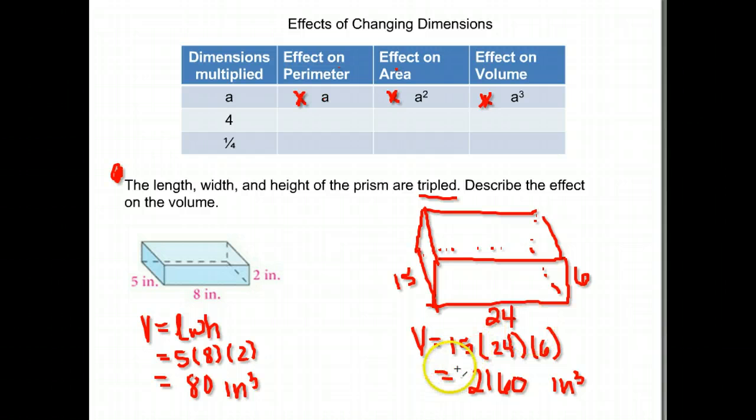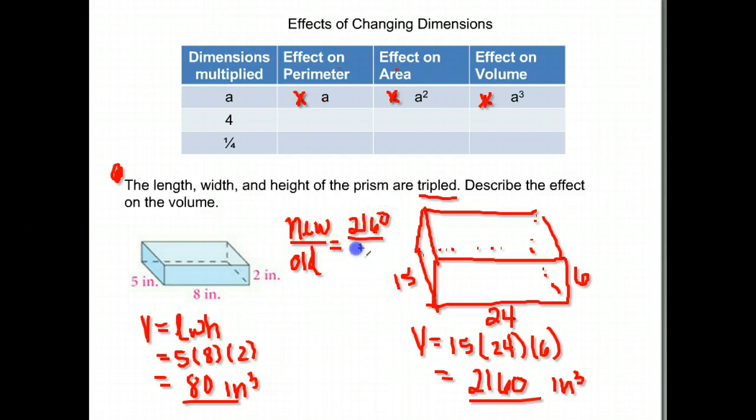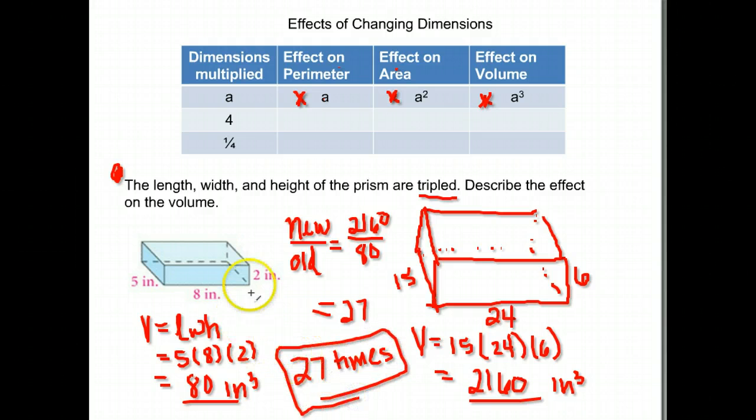So what was the effect? How many times greater is the new from the old? So we're going to take the new, divide it by the old to find out what effect it had. The new volume is 2,160, okay? The old volume was just 80, and if you divide those, you get 27. So the effect is that the volume is 27 times greater when you triple, okay?